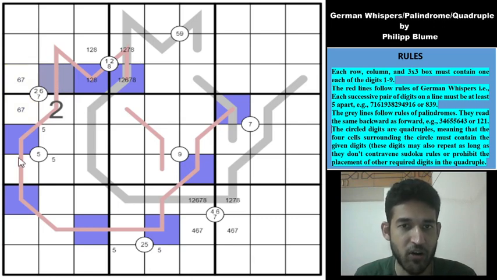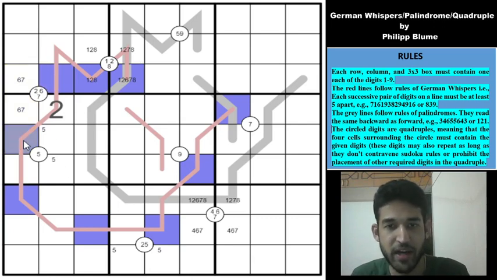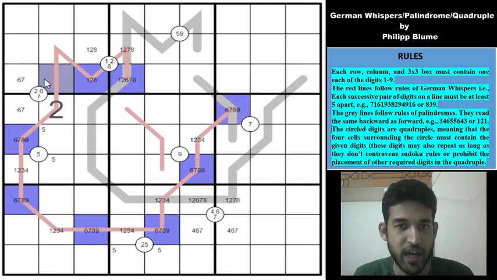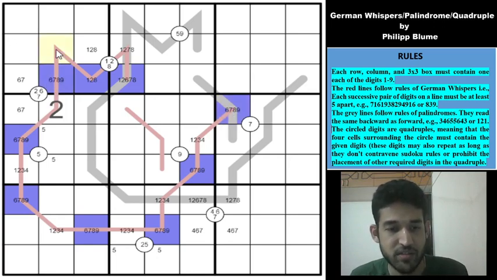We can quickly write all the digits. So this would be from the group of 6, 7, 8, 9. This would be 1, 2, 3, 4. This would be 6, 7, 8, 9. This would be 1, 2, 3, 4. Let us quickly write those. Right? And this would be 6, 7, 8, 9. This would be 1, 2, 3, 4. This would be 6, 7, 8, 9.